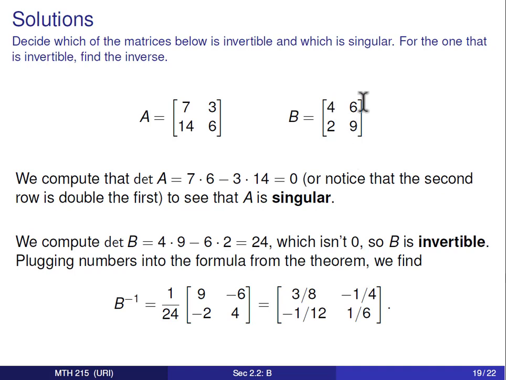4 times 9 minus 6 times 2 is equal to 36 minus 12, which is 24. So the determinant is 24. Our inverse will be 1 over 24. And then remember, we'll want to swap the location of 9 and 4, change the sign on 6 and 2, and 1/24 times each of the entries in that matrix gives us a matrix with entries 3/8, -1/4, -1/12, 1/6. And so this is the inverse of B.